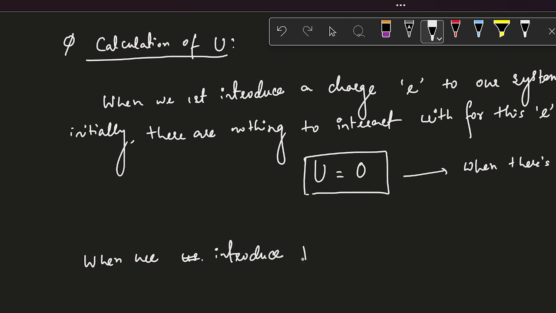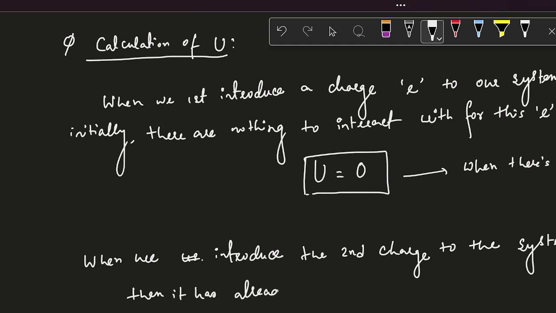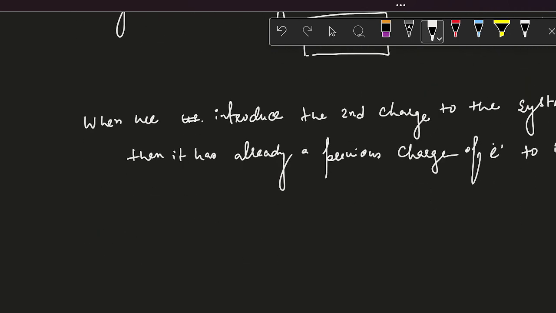Now when you introduce the second charge to the system, that is a second E charge to the system, then it has already a previous charge of E to interact with.